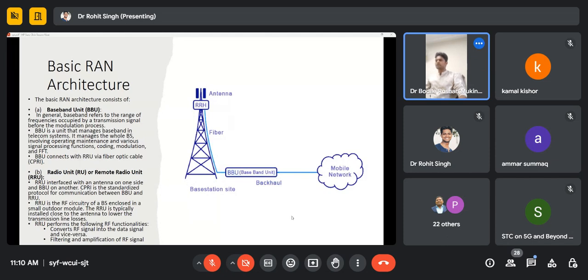Any idea? What are the tasks of the baseband unit? No. Okay, so the baseband unit is responsible for all sorts of processing required in communication.